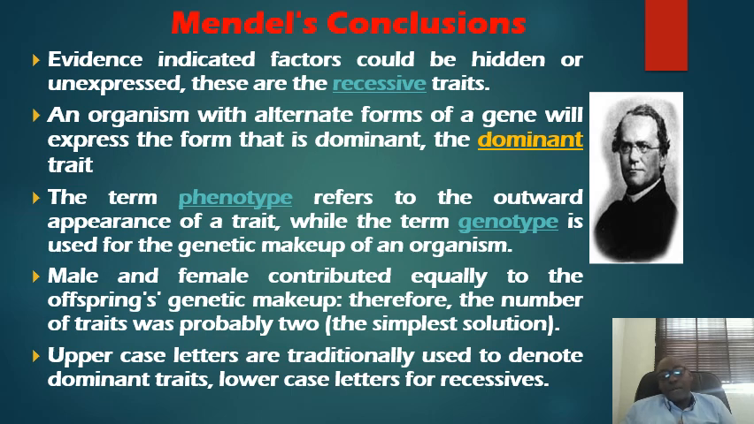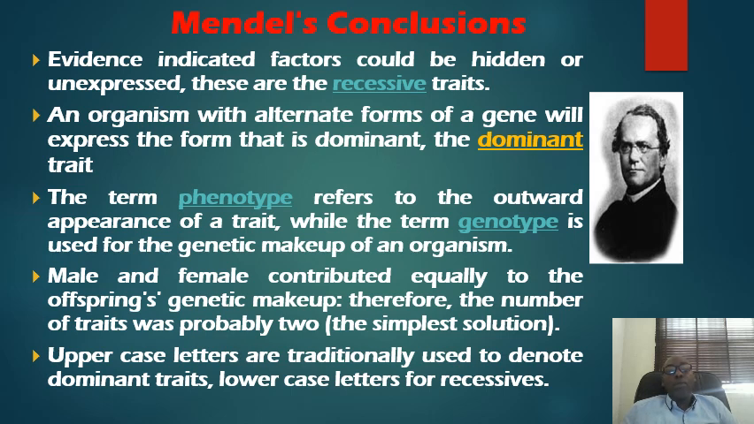So from his first experiment, Mendel had some conclusions. Evidence indicated that hereditary factors could be hidden or unexpressed. Those factors that are hidden in the first filial generation are known as the recessive traits. And the organism with alternate forms of a gene will express the form that is dominant. That is the dominant trait. It will always show itself in the first filial generation as long as it is present.